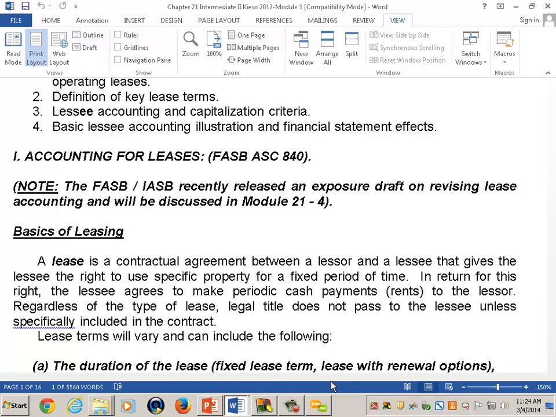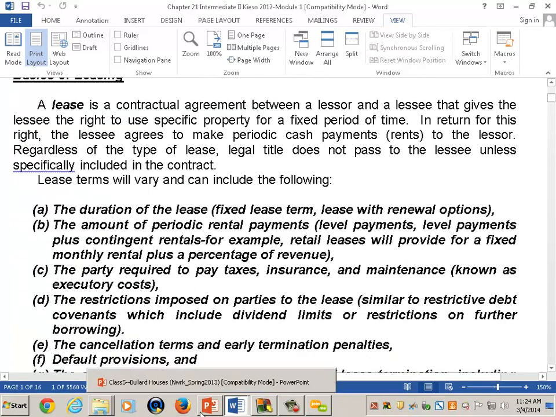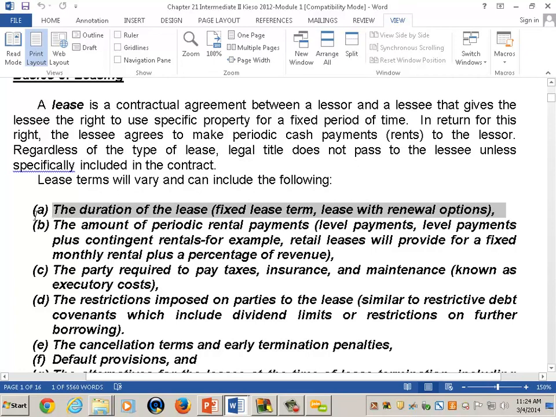Now, that will depend on the terms of the lease contract. So let me go through some of the terms with you. Again, not to memorize them, but to have this information available so that you can properly interpret the lease. So let's take a look at the first one. And the first one says, the duration of the lease. How long is the lease term?